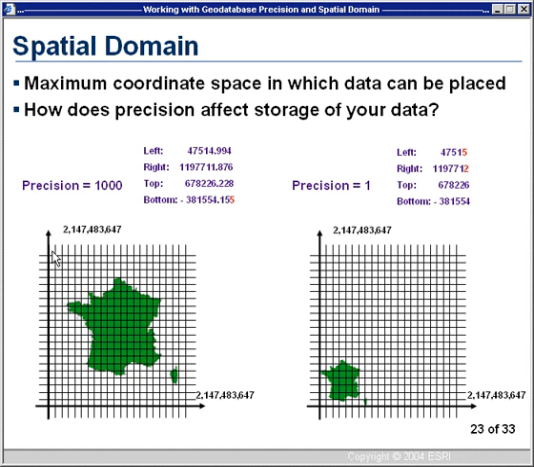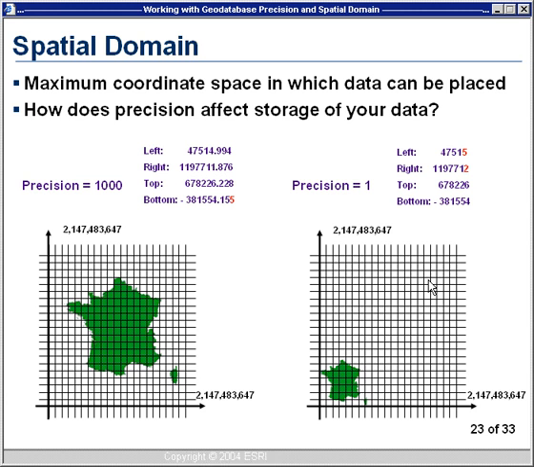On your right, however, you see the same piece of data stored at a precision of 1. That means that the coordinates were rounded to the whole number. No significant digits after the decimal were preserved. A precision of 1 means that 1 meter of data is stored in one cell. The most important thing to remember about precision is that the higher the precision used, the less data can be stored in that spatial domain.